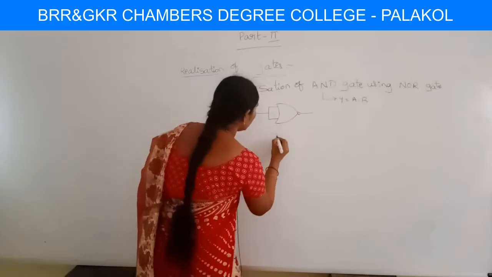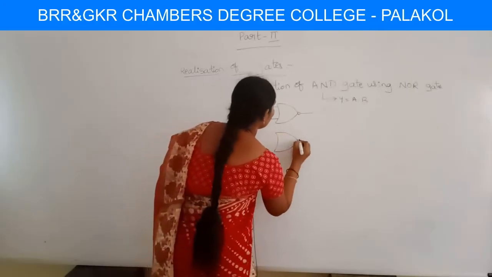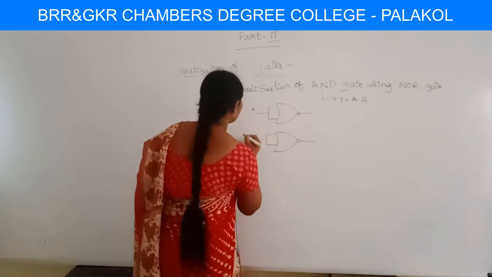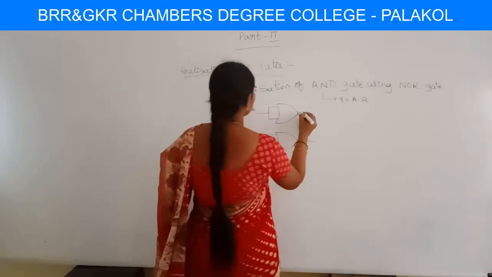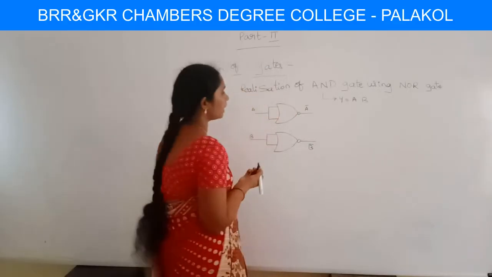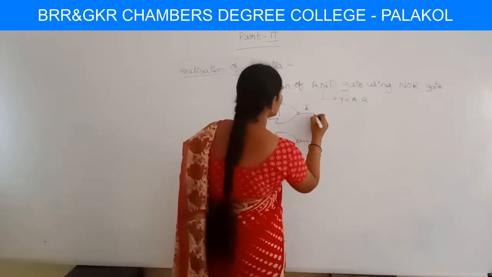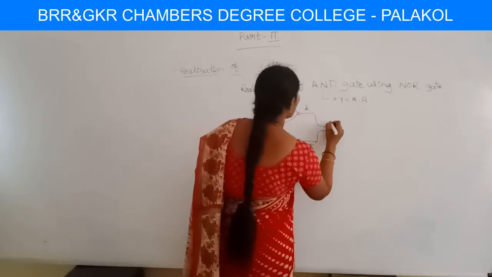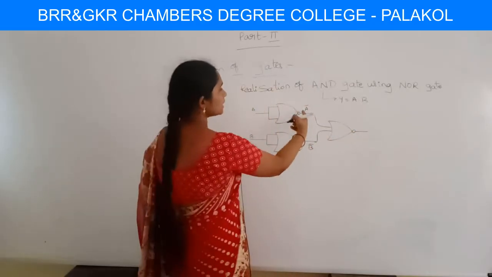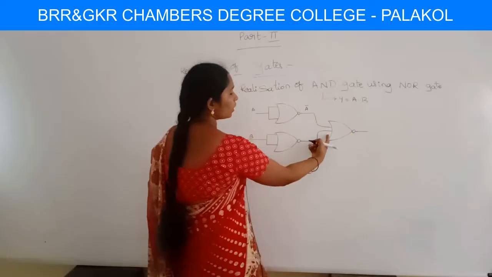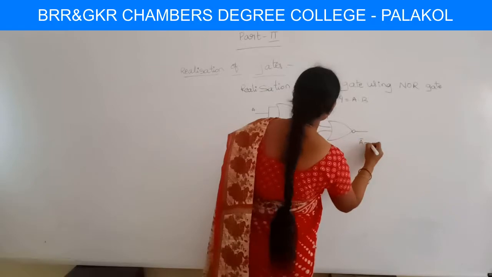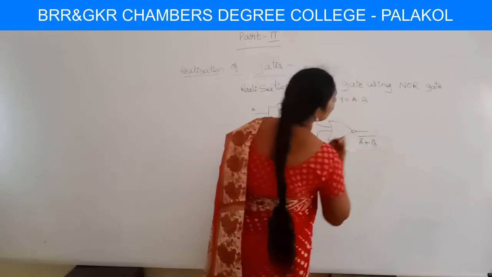And the next one is another gate, and this is B. Output for this gate is A bar and output for this gate is B bar. We require A dot B. So we have to connect another NOR gate to this output. This is A bar, this is B bar, so that means A bar plus B bar, whole bar.